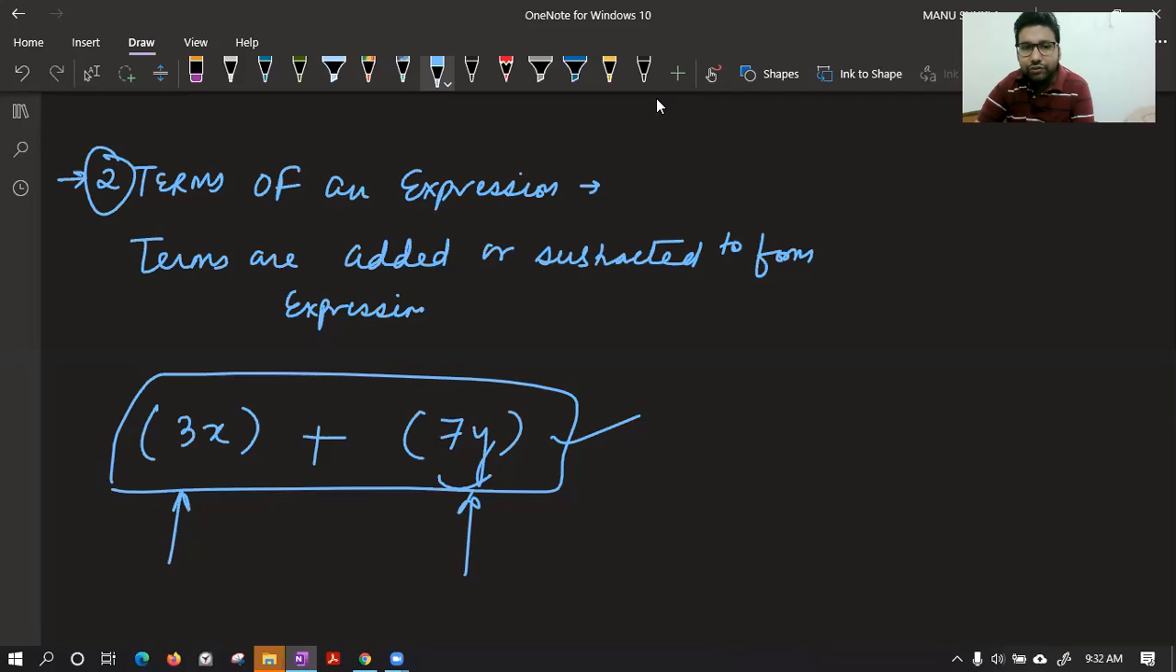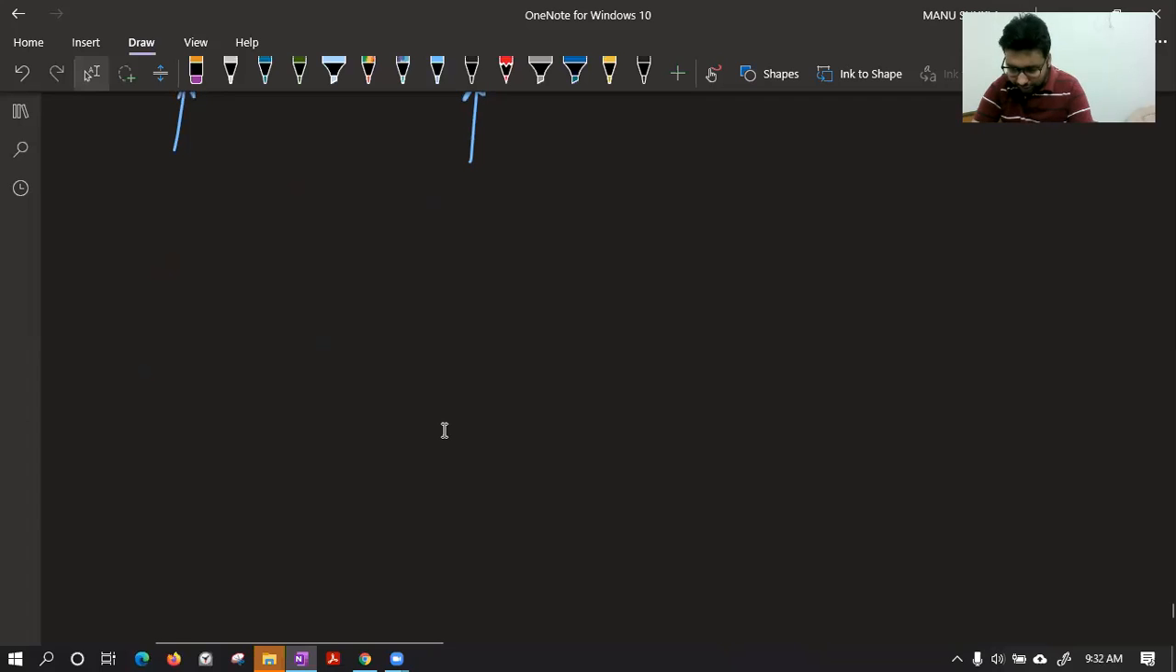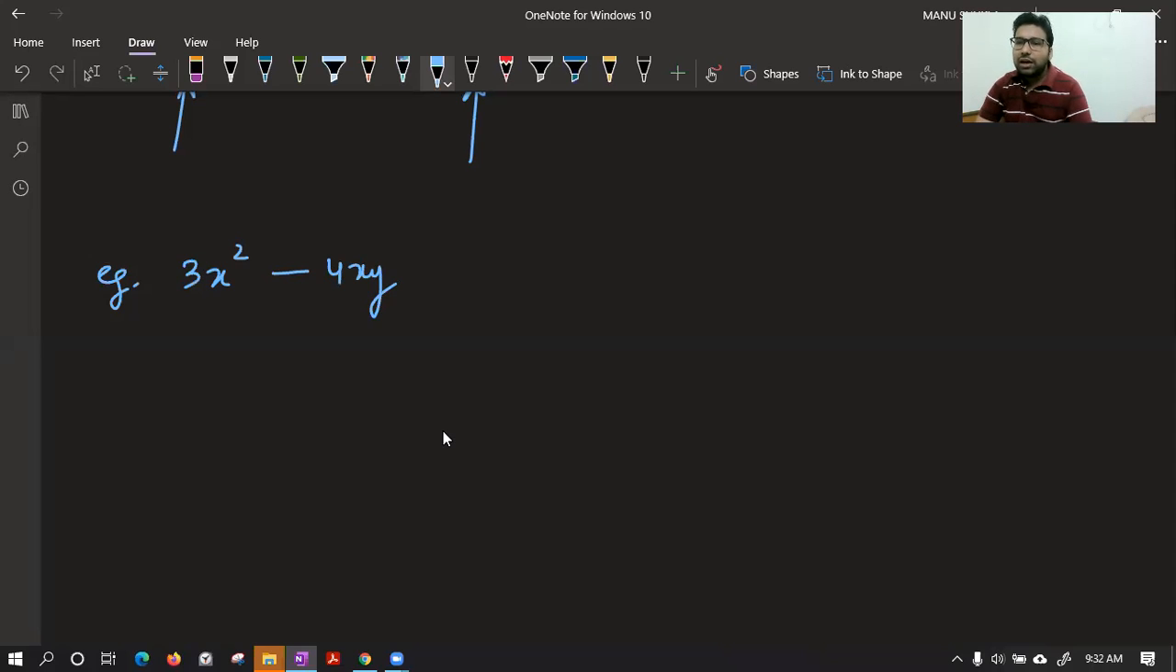Okay. So, we have two terms over here. Similarly, if I have the example 3x square minus 4xy, class tell me how many terms are there? How many terms are there? Please tell. There are two terms. So we can say the terms are 3x square and the second term is minus 4xy.